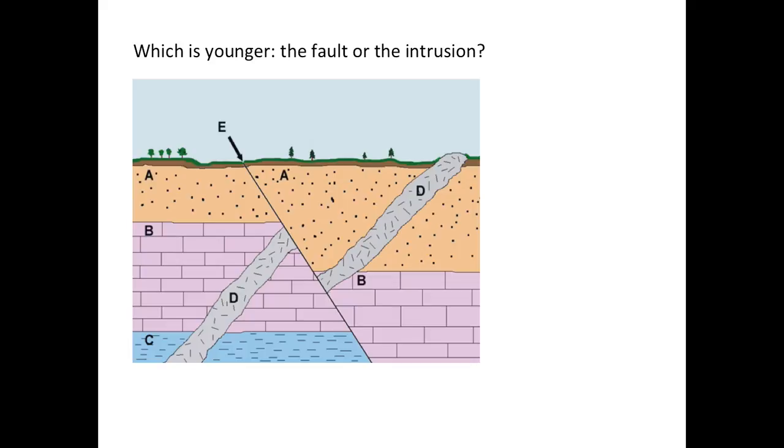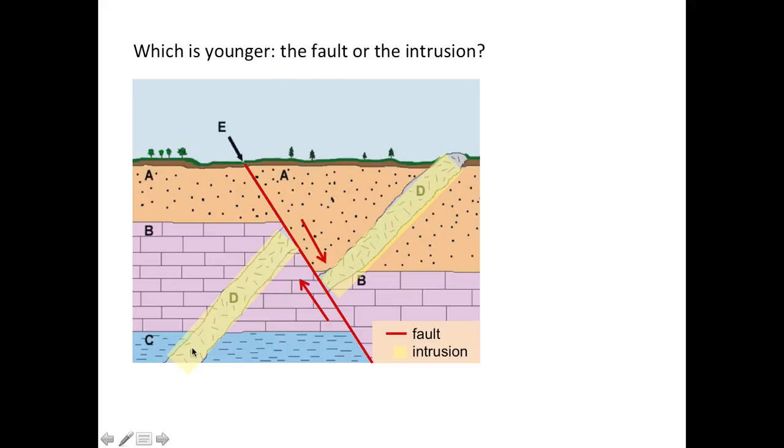This question asks which is younger, the fault or the intrusion. So first of all, we want to know what the fault is. It's this red line where the rocks have shifted. The intrusion is over here and also over here. So hopefully you're getting a hint about which one is younger. In this case, the fault has shifted the rocks this way and this way on either side of the fault. Because the intrusion has been broken right here, you can see that it had to have been there before the fault.